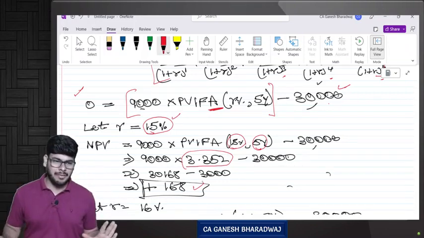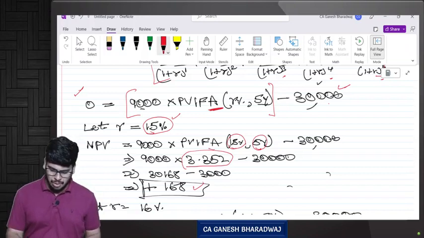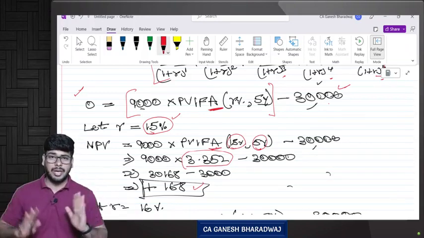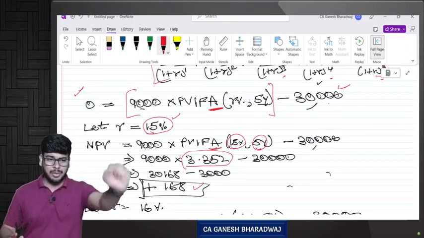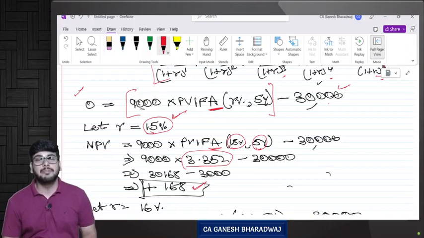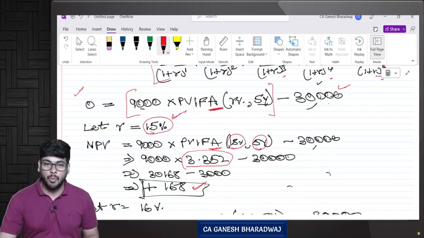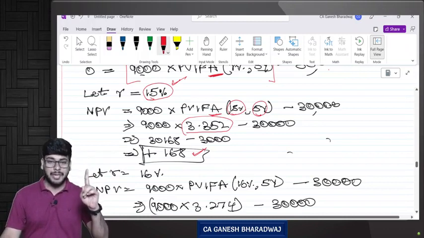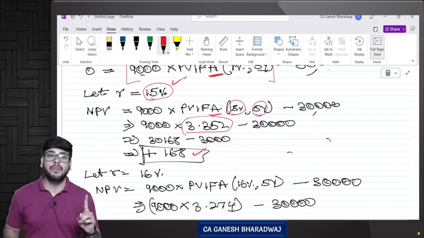168. Conceptually, everything is the same. Here, since it is equal cash flow, we have used the annuity table. That's the only difference. Conceptually, everything else is the same. So if you take R as 15%, you get a positive NPV of 168 rupees. Now what we need to do: at 15%, you get a positive NPV of 168.